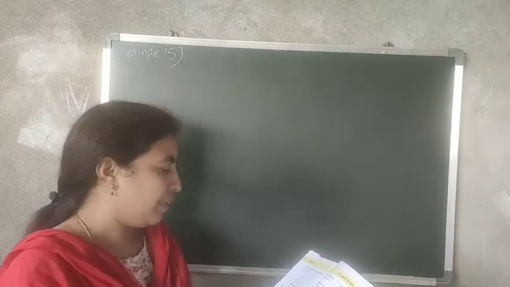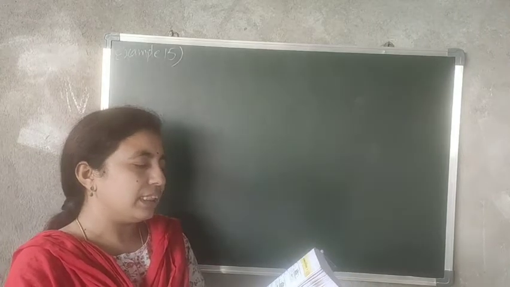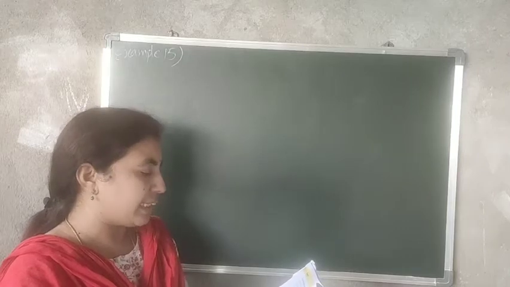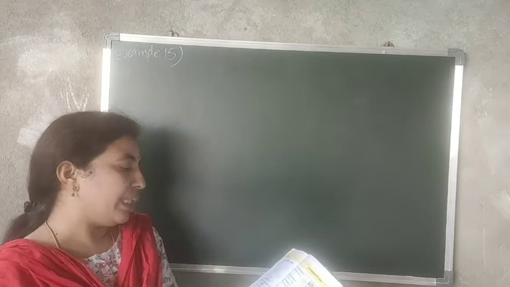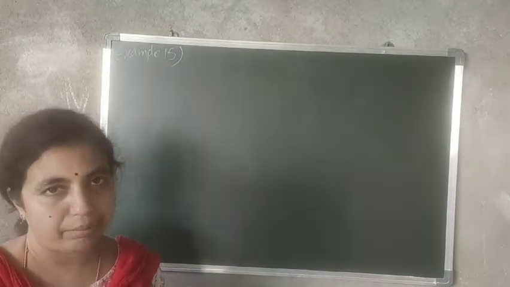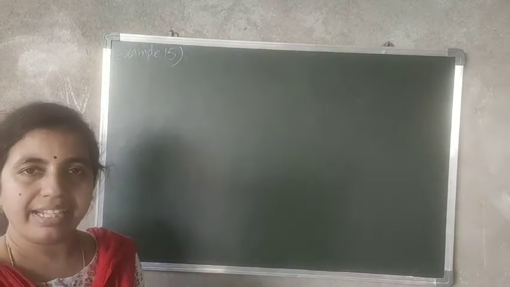So let me explain example 15. Then we'll go for explanation of homework. Okay. Now see, in a 2-digit number, the sum of the 2 digits is 8. If 18 is added to the number, its digits are reversed. Find the number. So what is given? In a 2-digit number, the sum of the 2 digits is 8.